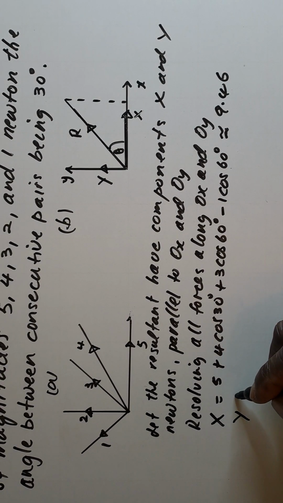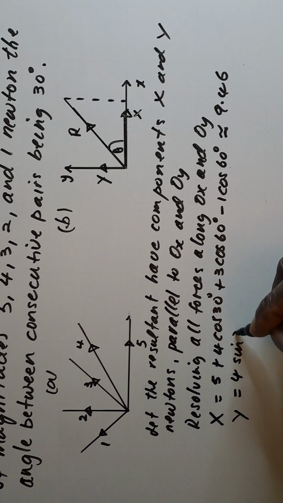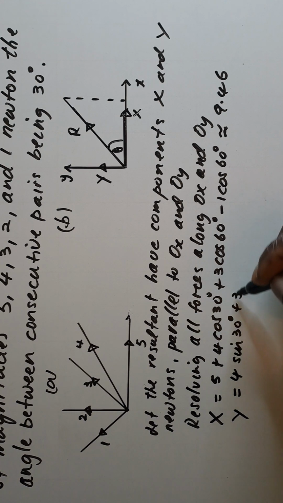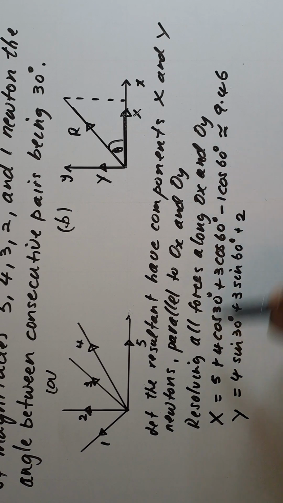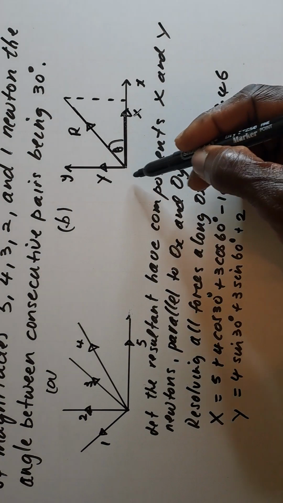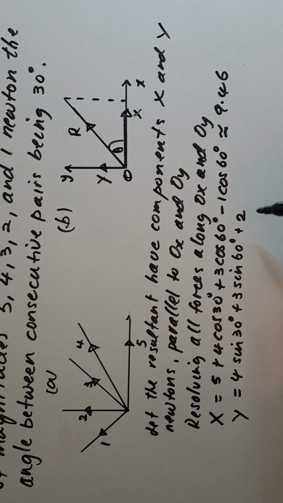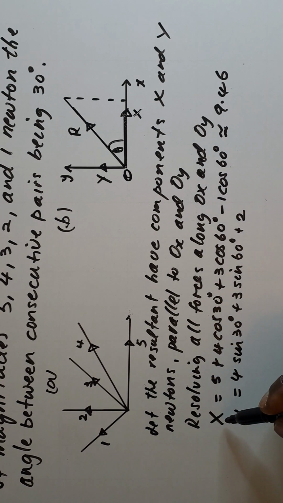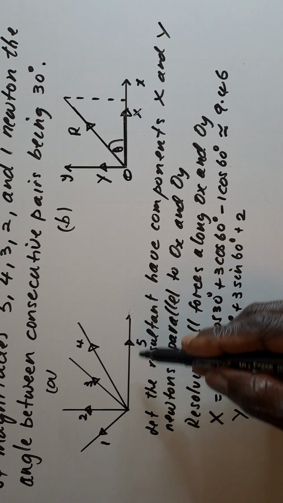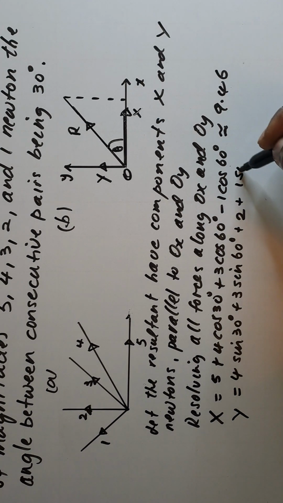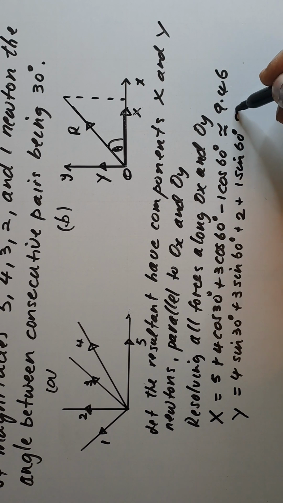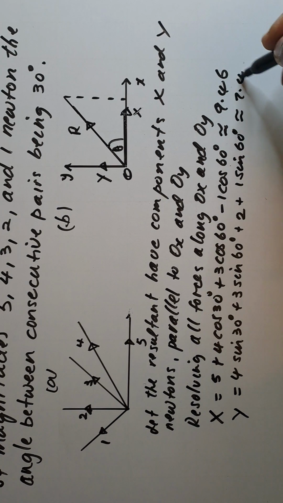And along Y, we have 4 sine 30 degrees and 3 sine 60 degrees, add 2, because 2 is along the OY axis. Then we have 1 sine 60 degrees. This is approximately 7.46.